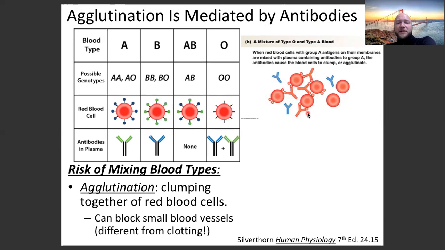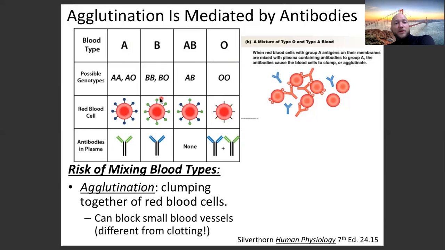It's best to match up blood types perfectly. So if you have a patient with A blood type, it's best to put only A blood into their body. But you can use other types in some situations. So if you have a person who has A blood type, you can infuse other A blood into them. You could also infuse O blood into them because the B antibody that's in a person with A blood type doesn't have any B antigens to bind onto.